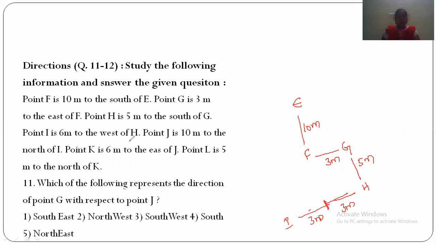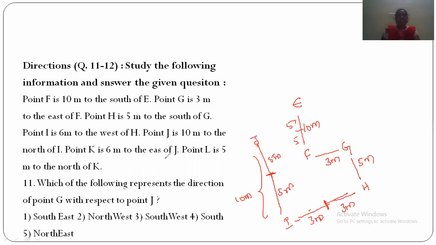Point J is 10 meters to the north of I. From the north side, we have to draw 10 meters. So actually up to this, parallelly, 5 meters. Parallelly about this one, we have to split this as 5 and 5. J is a total of 5 plus 5, 10 meters.